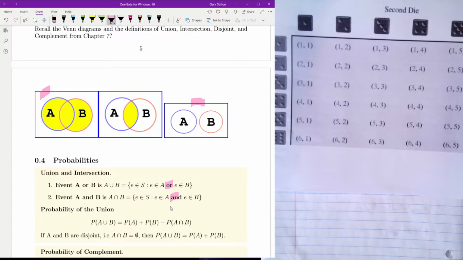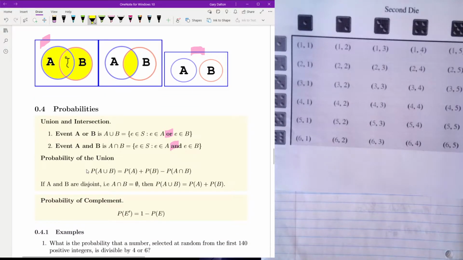And recall when we were talking about sets, when you were doing a union, the number of elements in the union of A and B was equal to the number of elements in A plus the number of elements in B minus the number of elements in A intersect B. We don't want to count this part twice. So that's why we're doing that. And the exact same thing is true when we're doing probabilities.